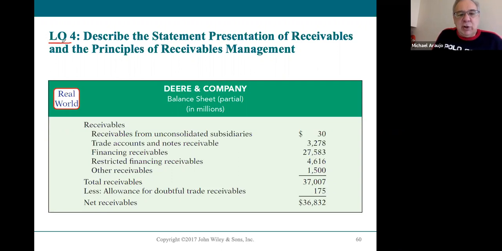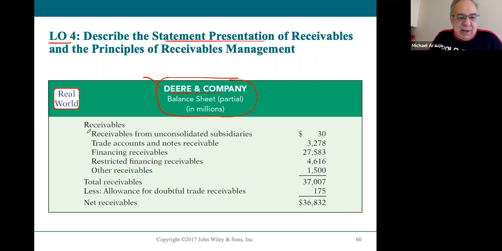So the first thing they show you is how receivables can be presented on the balance sheet. As you see here, this is for Deere and Company. Have you heard about Deere and Company? Does anyone know that company? They make tractors and farm equipment and things like that, yes? You've heard of it? I hope so.